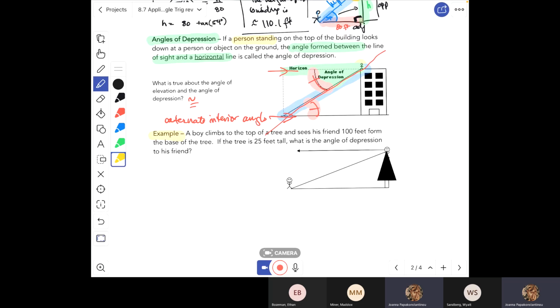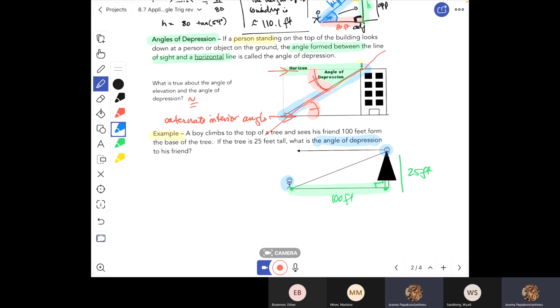A boy climbs to the top of the tree. So here's my boy at the top of the tree. He sees his friend. Here's his little friend. He sees his little friend 100 feet from the base of the tree. So hopefully you recognize that this is the length I'm talking about. That's my 100 feet. My little friend is 100 feet from the base of the tree. Now, the tree is 25 feet tall. This is a right angle. What is the angle of depression to his friend?